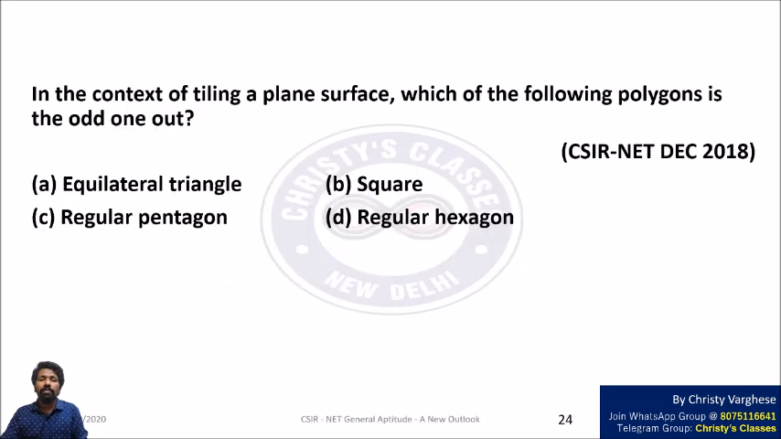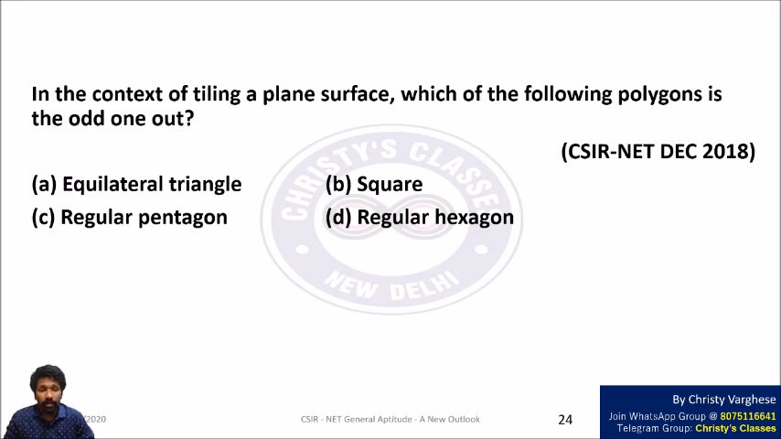Now, about the sum of interior angles, I discussed a little bit. With that you can do this question easily. All of you make an attempt. This is the December 2018 CSIR-NET problem. So I will explain the tiling idea: what is tiling and what is the requirement for tiling a surface.